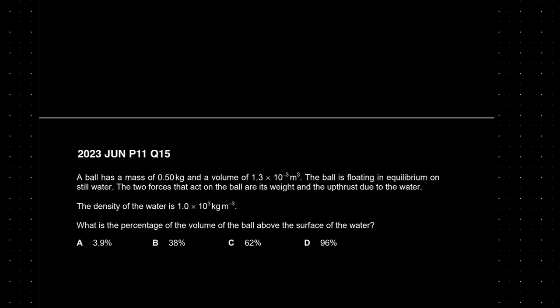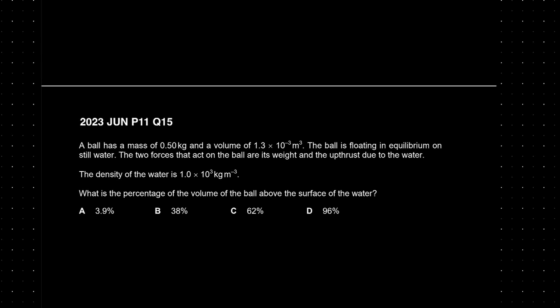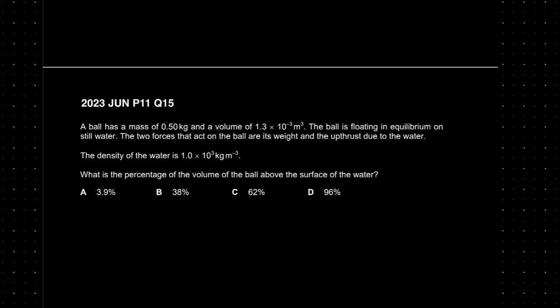A ball has a mass of 0.5 kg, volume of this much. The ball is floating in equilibrium on still water. The two forces that act on the ball are its weight and the upthrust. Density of water is given. What is the percentage of the volume of the ball above the surface of the water? Also a good question, but definitely not the first time this question has ever appeared. The idea is weight equals upthrust, right? So here we have weight, which we calculate by mg. So 0.5 times 9.81, and upthrust is rho g V.